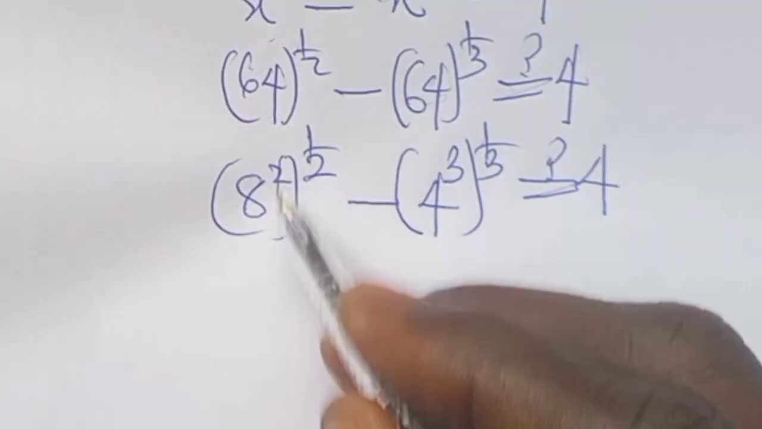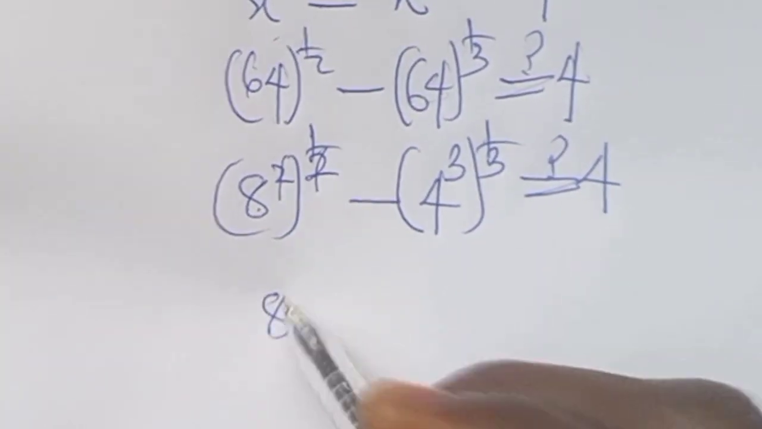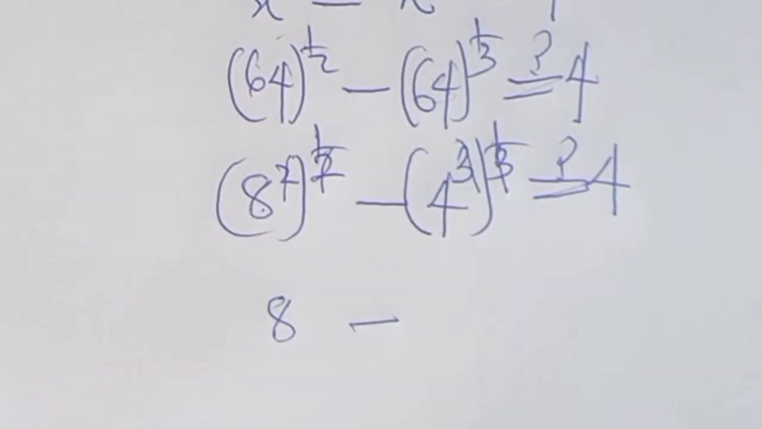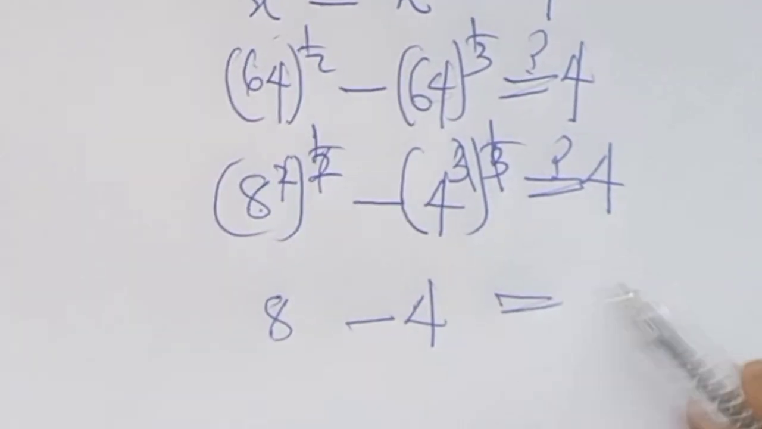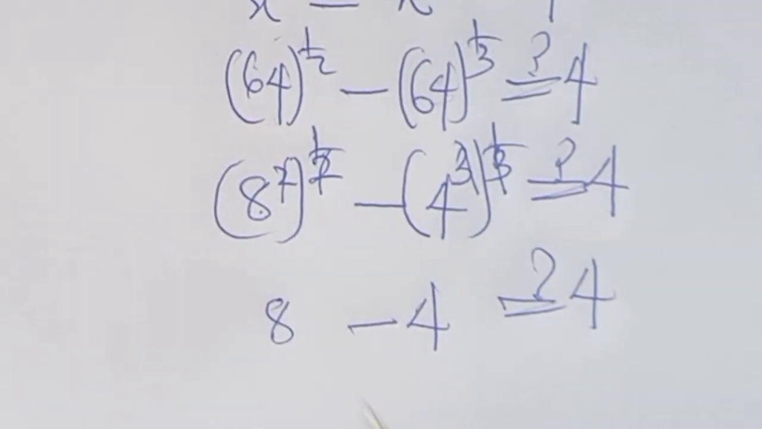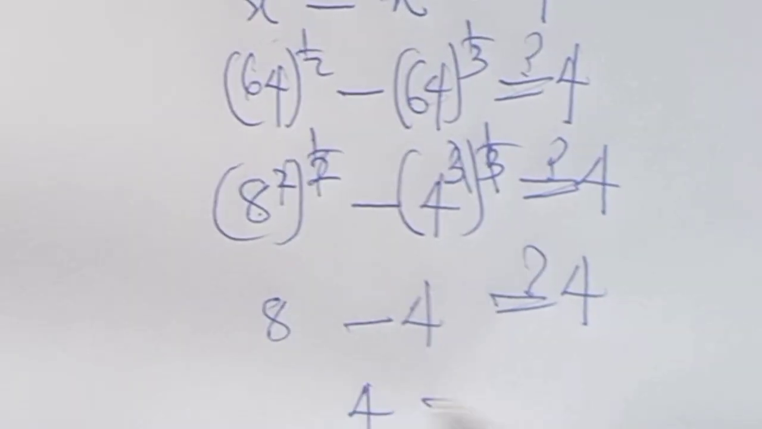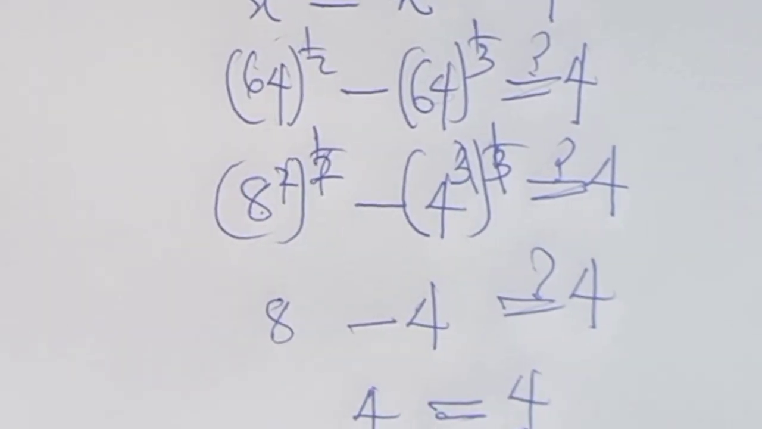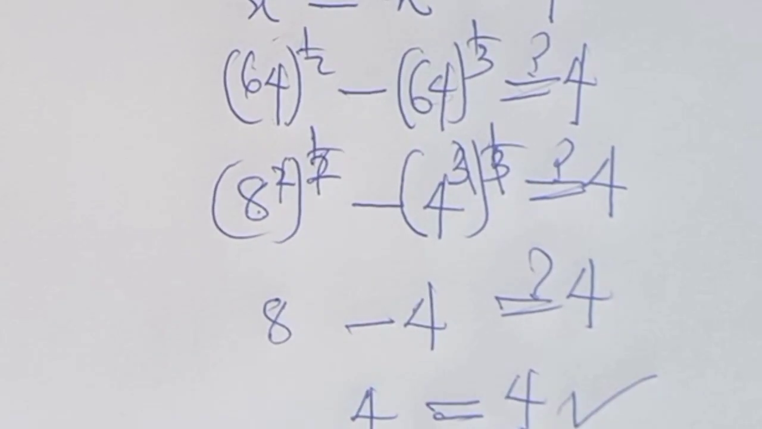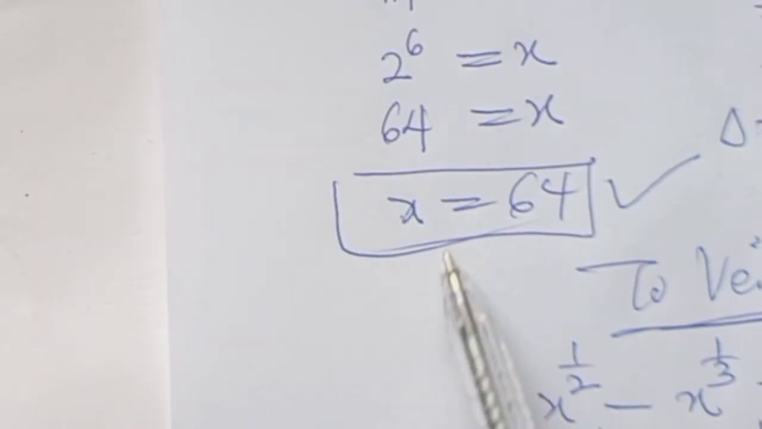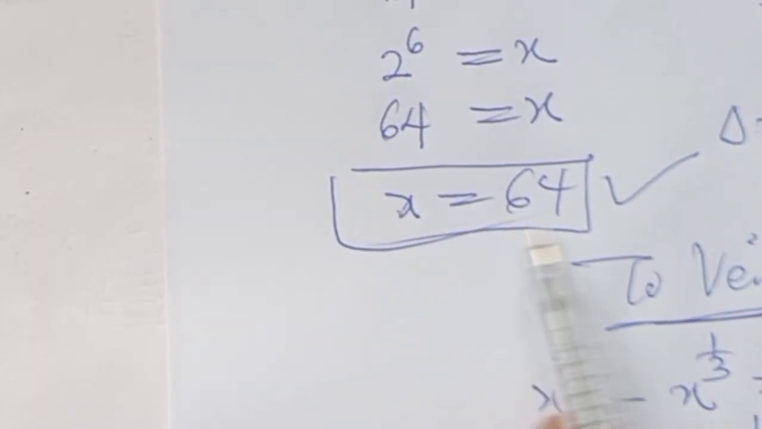Now if we do this very well, 2 can cancel out 2. What is left is 8. Minus 3 cancels out 3. What is left is 4. Want to show if this is 4. 8 minus 4, indeed it is 4, is equals to 4. So it is true that the value of x is equals to 64.